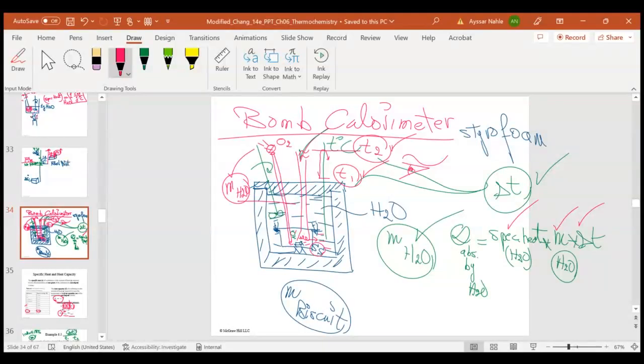Released by who? By the piece of biscuit. If the piece of biscuit is 1 gram, then I can tell you that if you eat 1 gram of this biscuit, it will produce that much calories, all right? And that's actually what we call it in here.